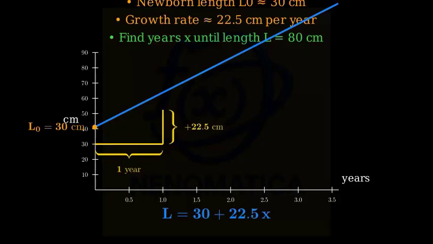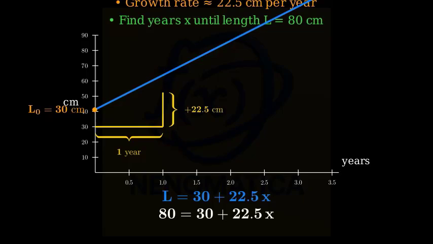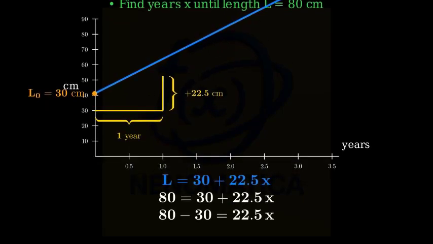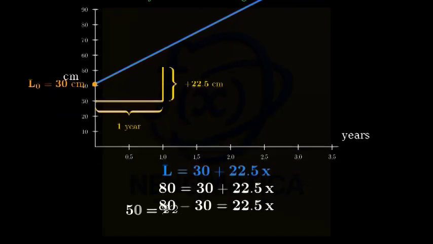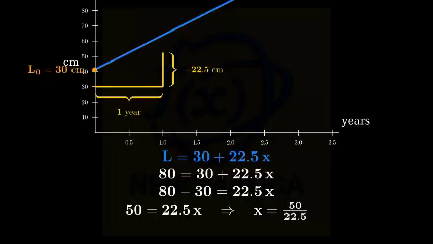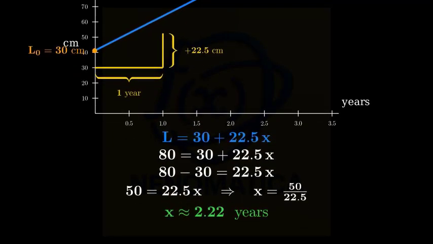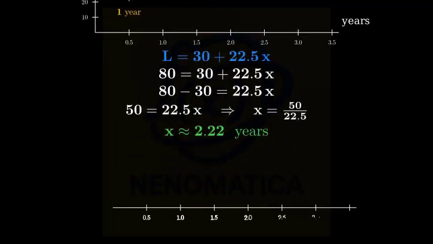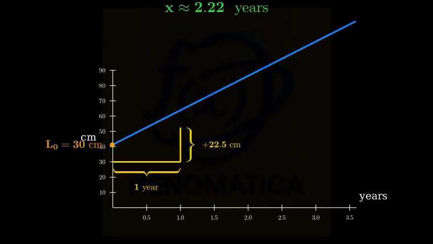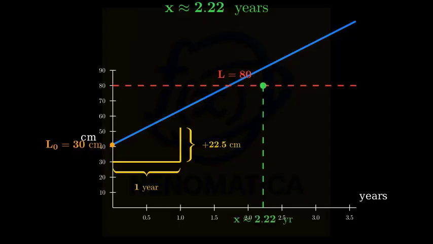We want the time when the length becomes 80 centimeters. So set L equal to 80. Subtract 30 on both sides. Divide by 22.5 to isolate x. Now compute the value to get approximately 2.22 years. On the graph, the height 80 centimeters is a horizontal line. Where it intersects the growth line gives the required time. Draw the vertical drop to the time axis to read x.